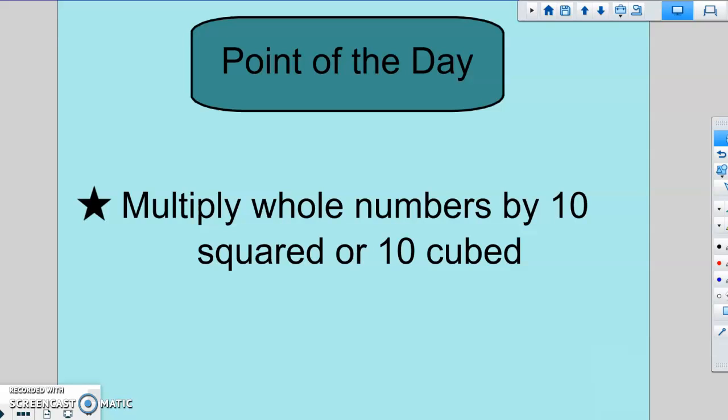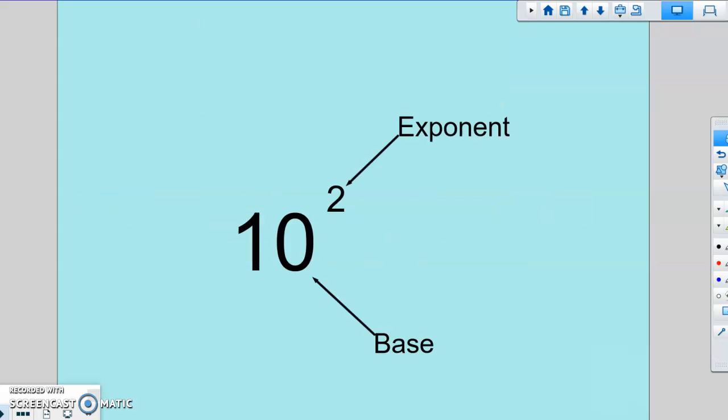Our point of the day, we are going to be multiplying whole numbers by 10 squared or 10 cubed. You're going to see that our work today is very similar to our last lesson, with just a little shift in some of the vocabulary that we're going to be using, and maybe some language that you might not have heard before. But overall, the concepts are going to be very similar.